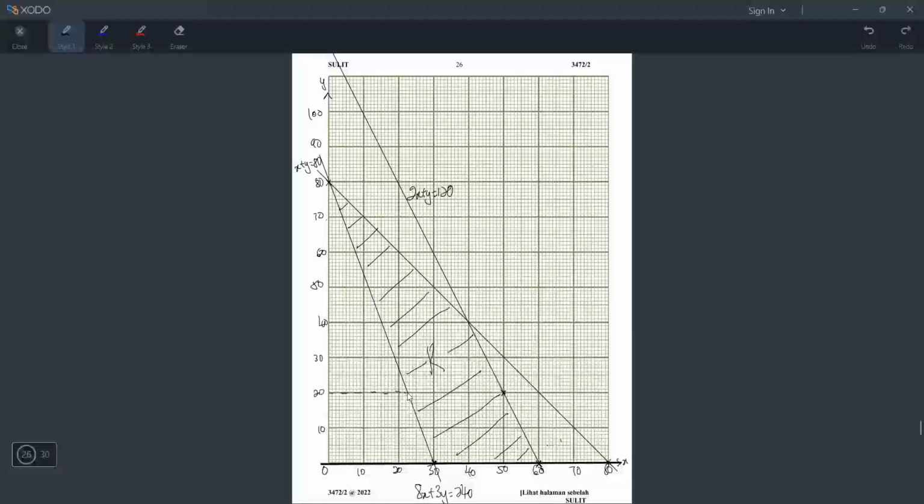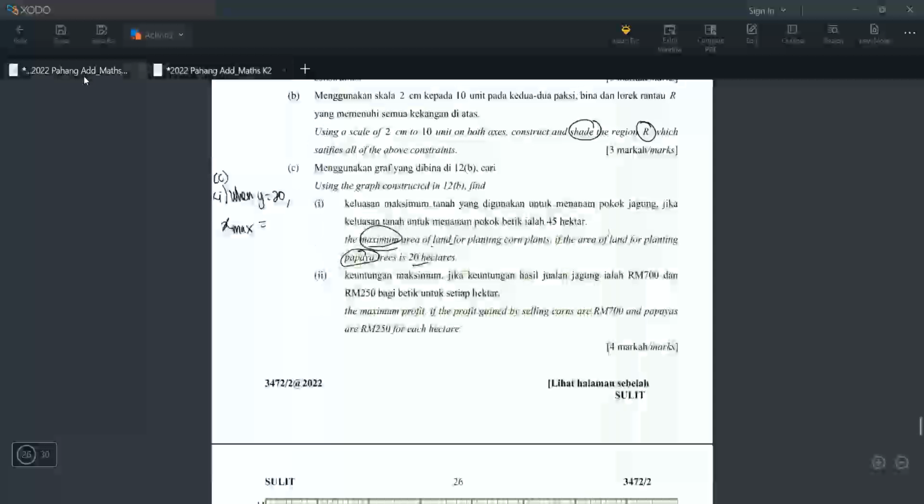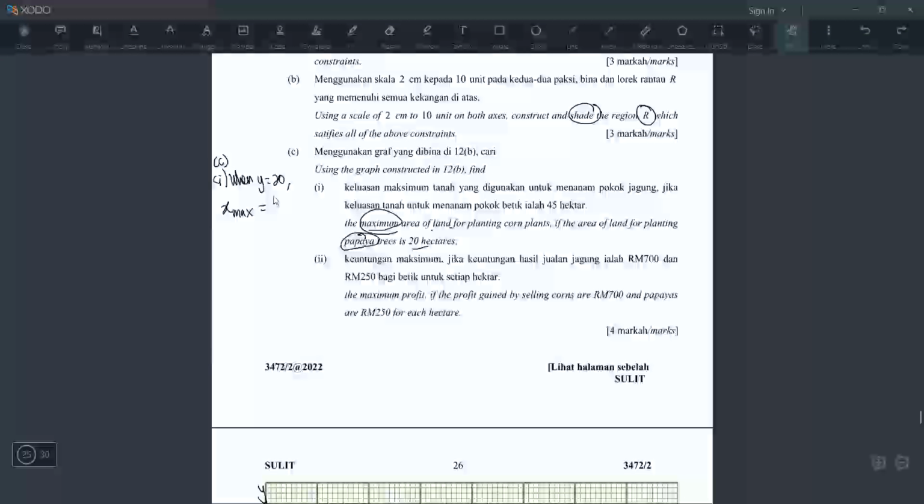Okay, this is not the answer. This is the X minimum. If they want maximum, you have to refer to the shaded region and go to the last contact point. So this is the last contact point with the shaded region. If you keep going, there's no shaded region already. So if they want maximum, take the last contact point. If they want minimum, take the first contact point. So this is the answer. What is your X maximum? 50. Yeah, 50. So now I will go back to my working here and write 50.